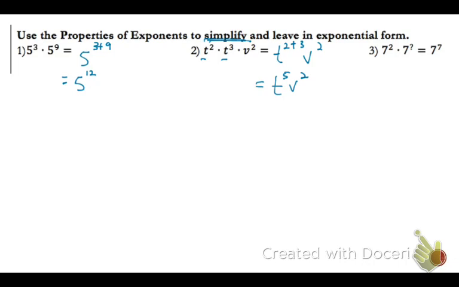Now here's a little fill in the blanks. You've got to do some mental math. So notice we're multiplying same bases. So 2 plus something is 7. Well, if you think back to your addition facts, 2 plus 5. So we'll just say question mark equals 5.